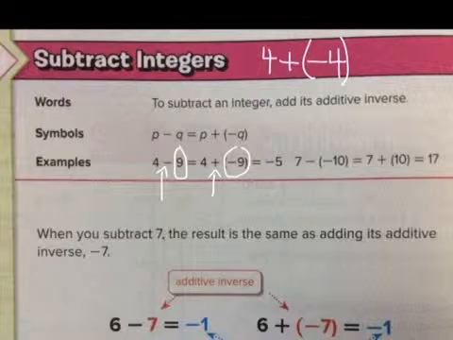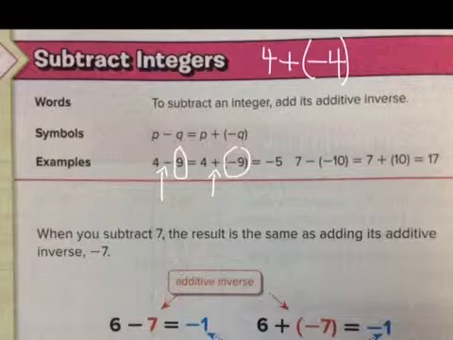You see over here, it's a positive 9. Over here, it's a negative 9. So the opposite of it. And it's going to give you negative 5. The same way. Okay? Let's try it here then.